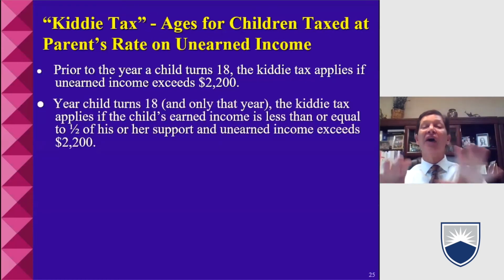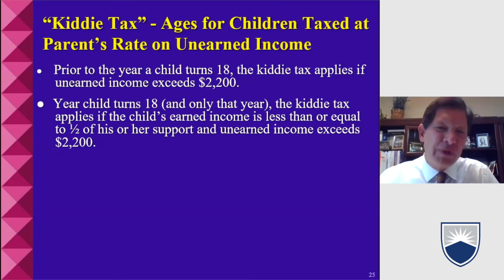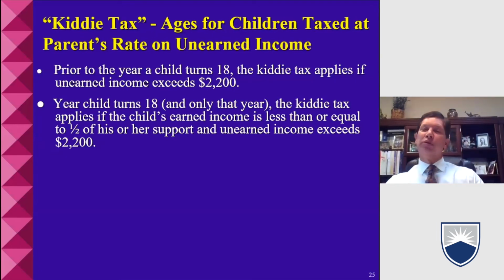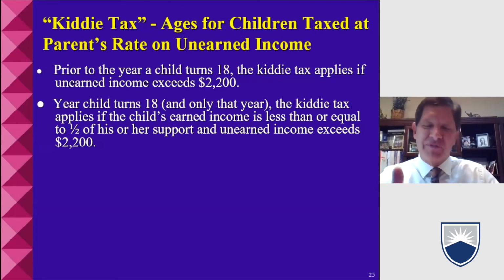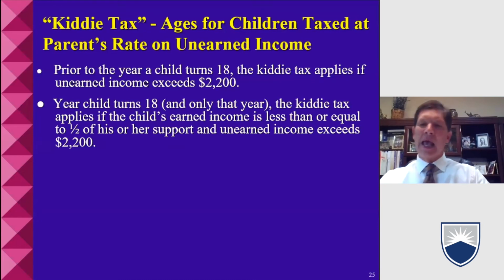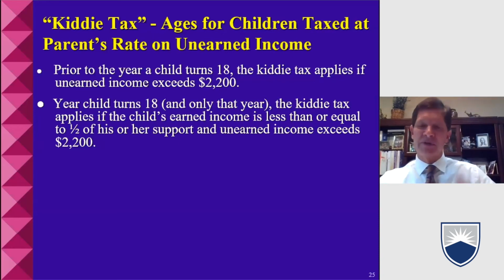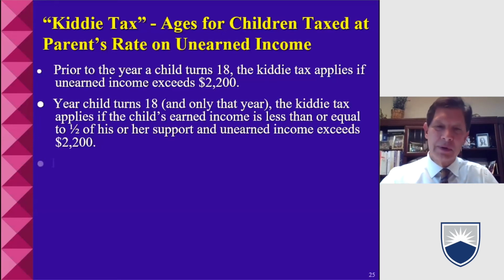Here's where it gets funky. The year the child turns 18, and only that year, the kiddie tax will apply if the child's earned income is less than or equal to 50% of his or her support and unearned income exceeds $2,200. Okay, so the child has a part-time job, but their parents are still providing more than 50% of his support. And they have unearned income exceeding $2,200.